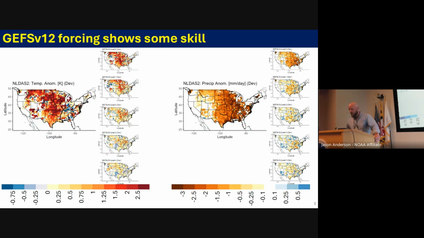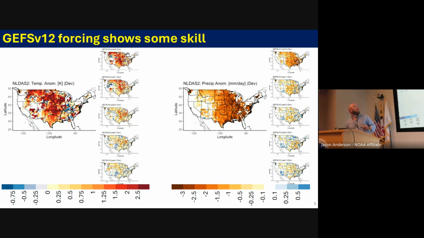So looking at how the GESS V12 does during this developmental period. In these larger maps, we have temperature on the left and precip on the right. These larger maps are the mean anomaly during the flash drought development phase from our climatological period, 2000 to 2019, using USDM. What we have vertically in the smaller maps is GESS V12 week 1, 2, all the way to 5 at the bottom, and the mean anomaly associated with that lead time.